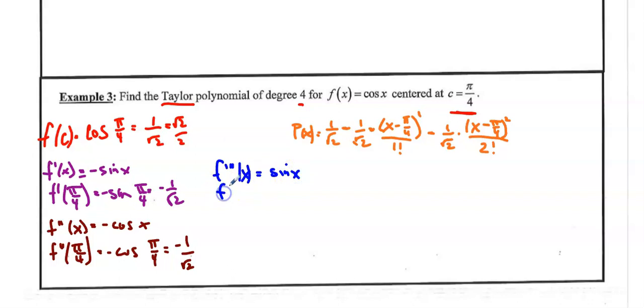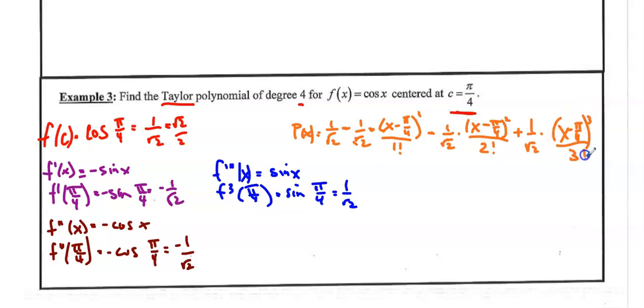And then f of pi over 4 is going to be the sine of pi over 4, and that's going to give us 1 over the square root of 2, right? 1 over the square root of 2. So now let's write out our third degree, or our fourth term. So now I'm going to do plus 1 over the square root of 2. And again, this is now all about 3's, right? So it's going to be x minus pi over 4 cubed all over 3 factorial.